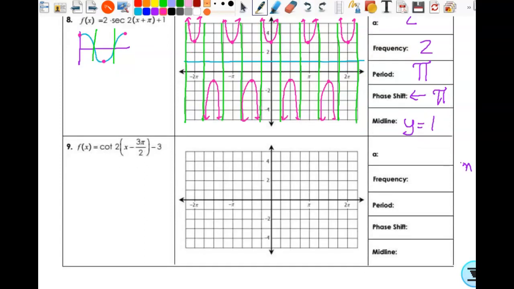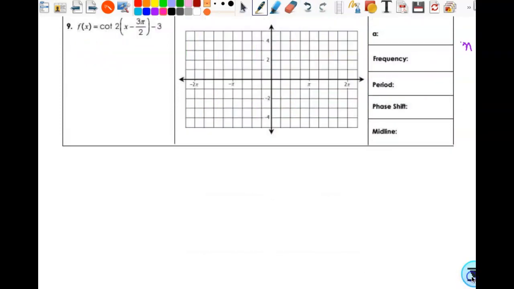Then let's look at number 9. What is A in number 9? 1. So A is 1. Frequency is 2, which makes the period what? Pi halves. Very good, because this is cotangent, so the original period is pi, which makes this pi halves. Then which direction is my phase shift? Right, 3 pi halves. Midline, y equals -3.